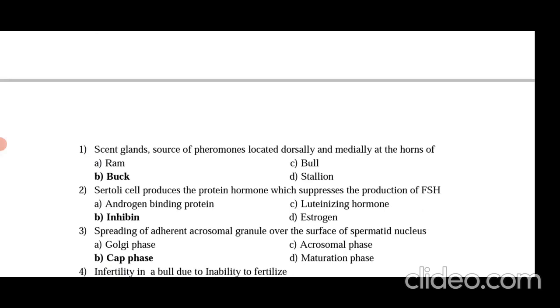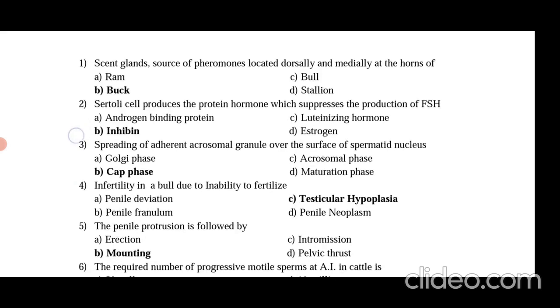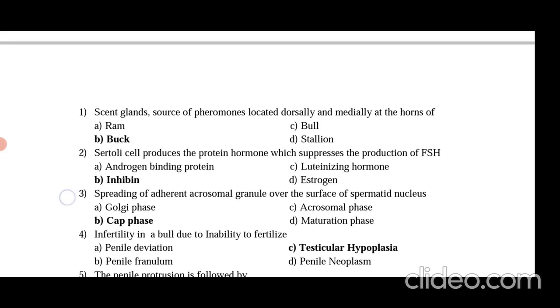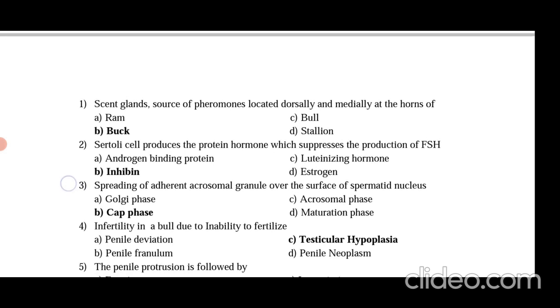Scent glands, source of pheromones, are located dorsally and medially at the horns of buck. Sertoli cells produce the protein hormone inhibin, which suppresses FSH. Spreading the adherent acrosomal granule over the surface of spermatid nucleus is cap phase. Infertility in bull due to inability to fertilize is testicular hypoplasia.